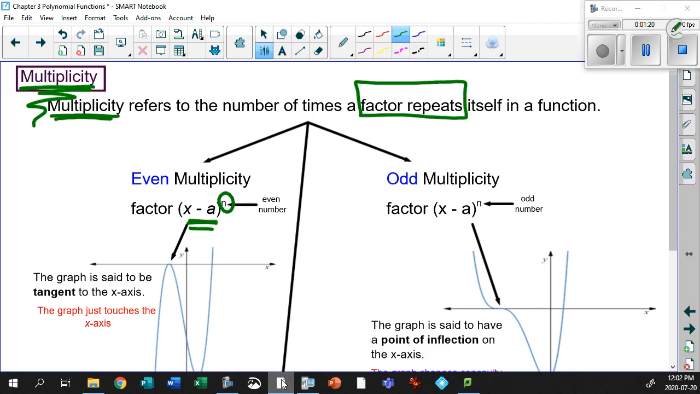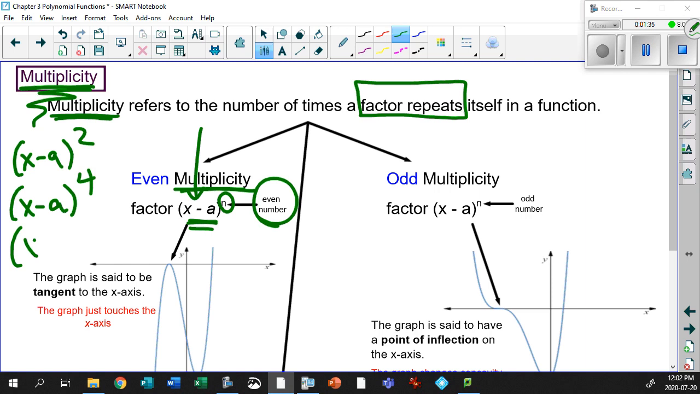So look at this. If I have an even number here for multiplicity, in other words, this factor is repeated an even number of times, let's say x minus a squared, or x minus a to the 4th, or x minus a to the 10th, those are all even numbers. I'm always going to get a bounce right there, right on the x-axis. And we have a specific name for that. When it's just touching the axis, we call it tangent. Just touching the axis means it doesn't go over, it goes up to the x-axis, touches it, and away it goes down.